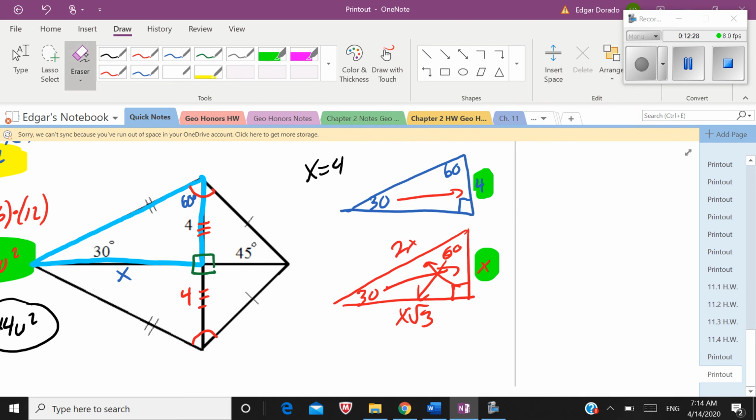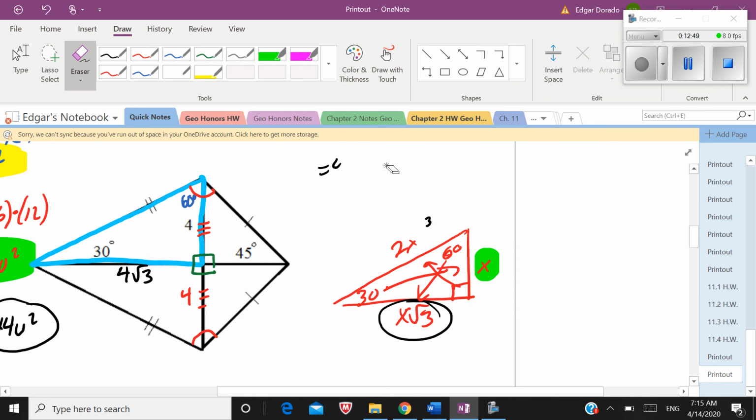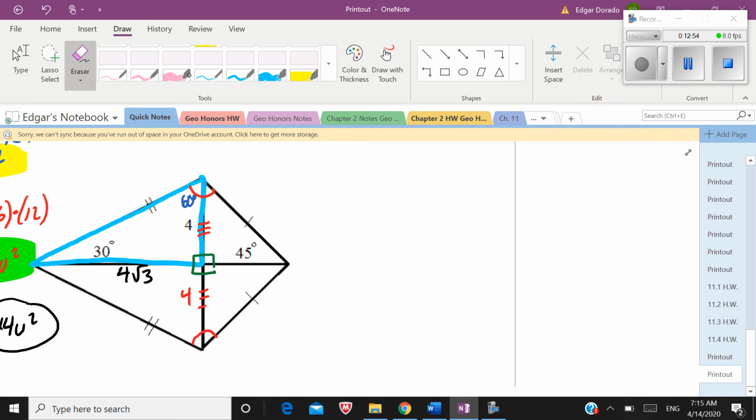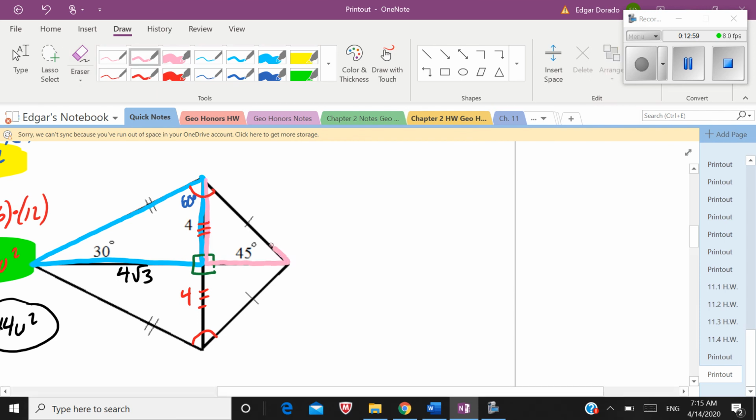Okay? That gives us a lot of good information because that should tell me what goes across from the 60 degree angle. Across from the 60 is x root 3, so 4 root 3. And now I know how much this is. 4 root 3. Cool? All right. Let me change my focus here for a second. Now, concentrate for me on this pink triangle. Okay, look at that pink triangle, guys.